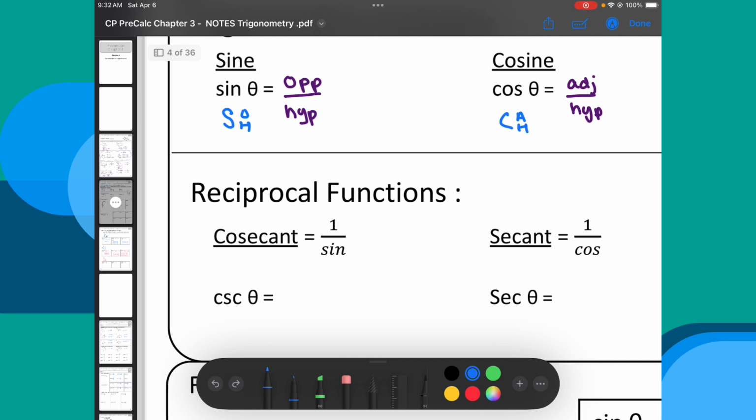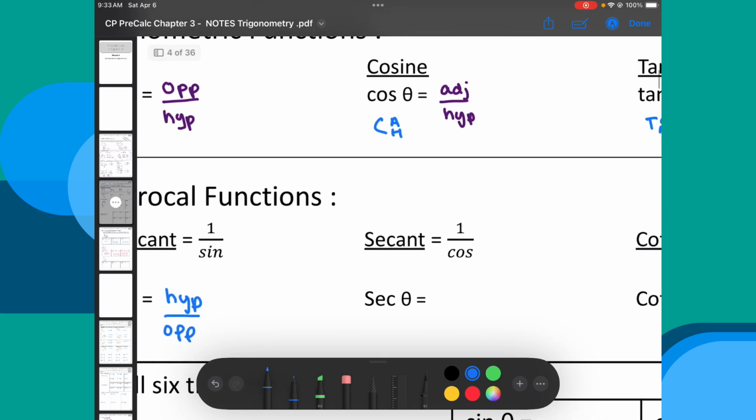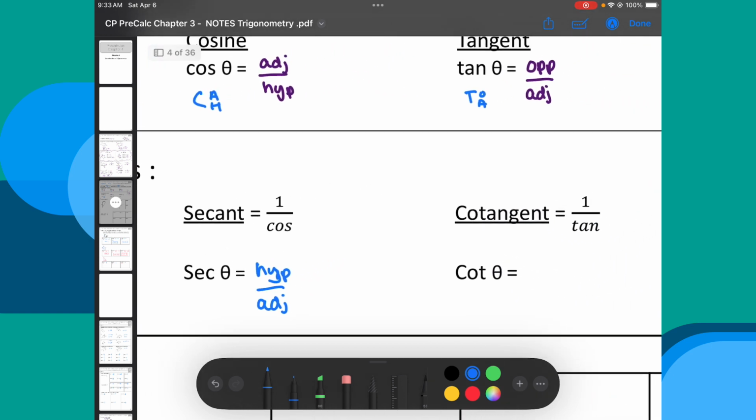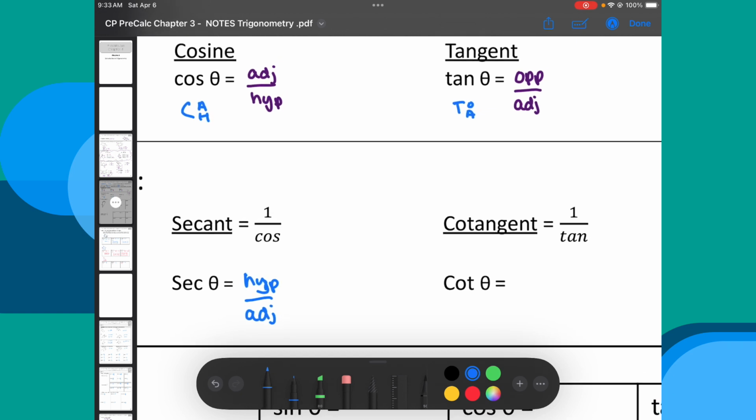We also have reciprocal functions. So these might be new to you. Reciprocal functions, remember a reciprocal fraction is when we take the numerator and move it to the denominator, and the denominator to the numerator. So that's what we're doing here. The reciprocal to sine is cosecant, and that's the ratio hypotenuse over the opposite side. The reciprocal function to cosine is secant, so that's the hypotenuse over the adjacent side. And then the reciprocal function to tangent is called cotangent, and that would be the ratio of the adjacent side over the opposite side.